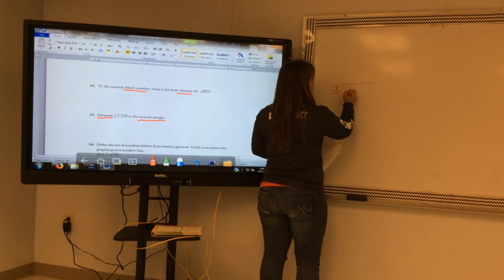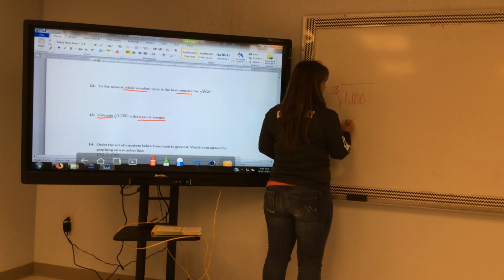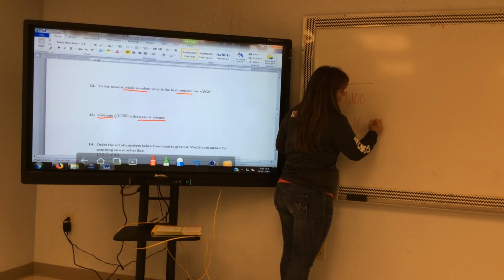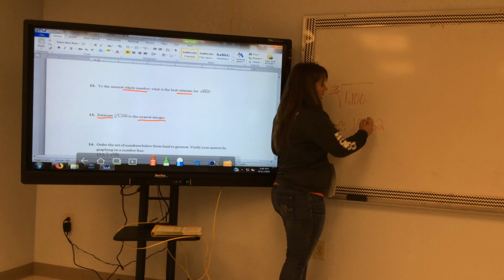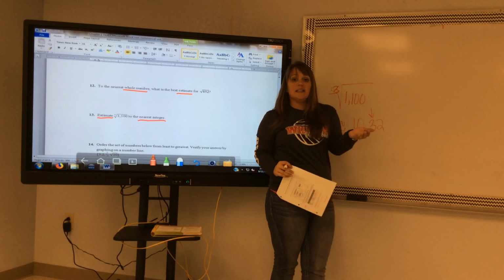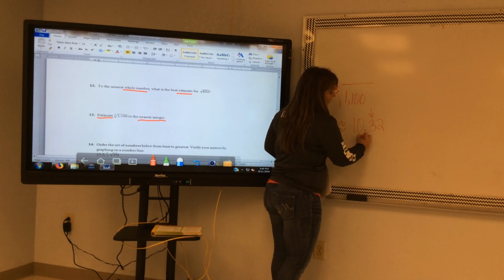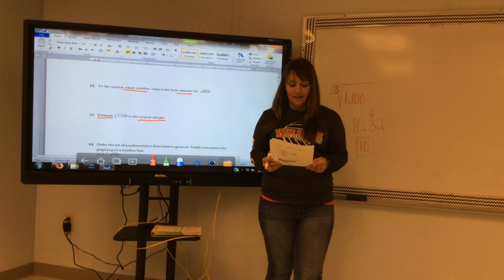So when I type in the cube root of 1,100, my calculator tells me that it is approximately 10.32. I look at this 3. Since it's less than 5, I sit still at the 10, and my final answer should be 10.